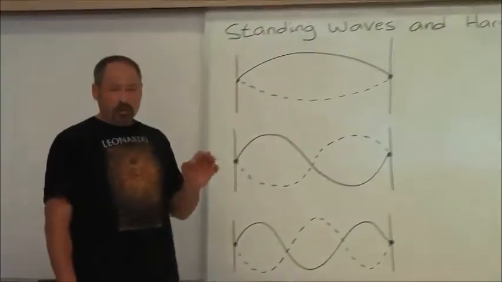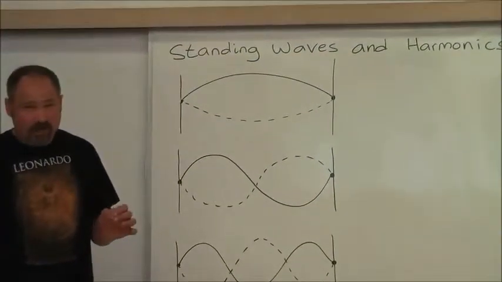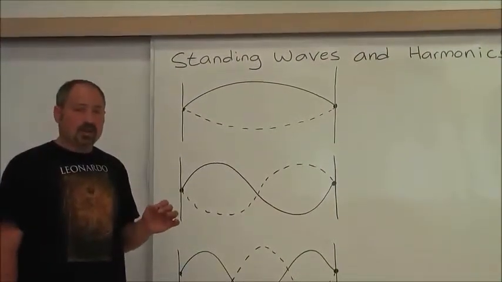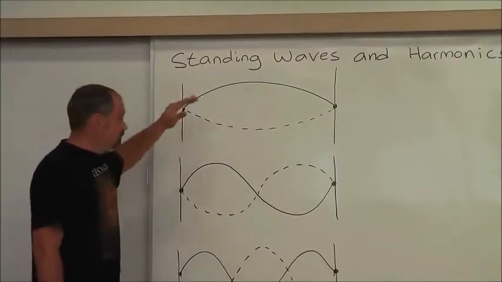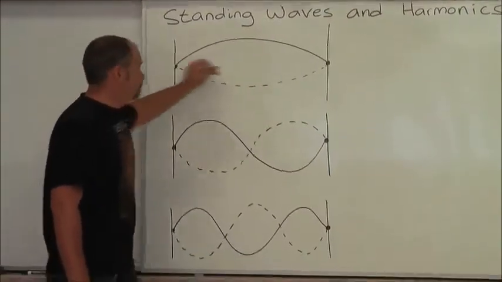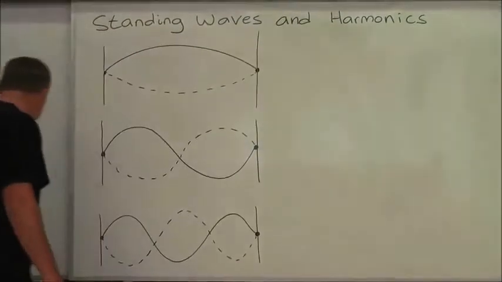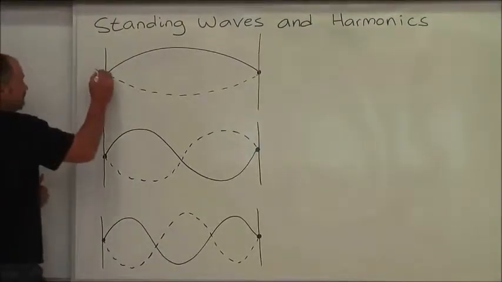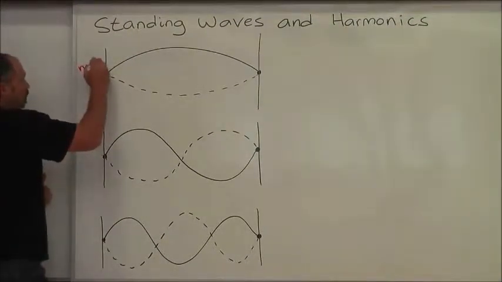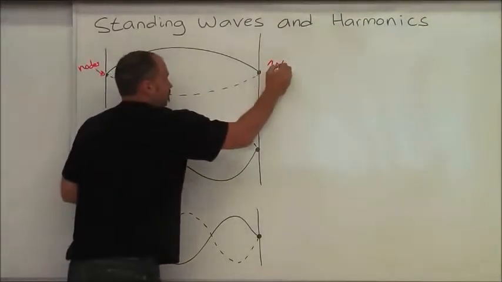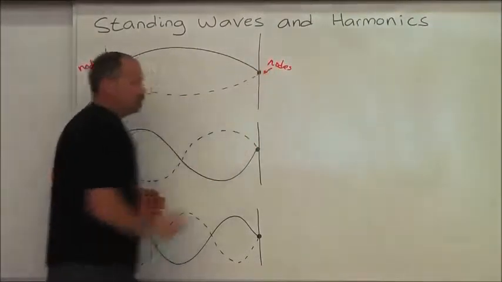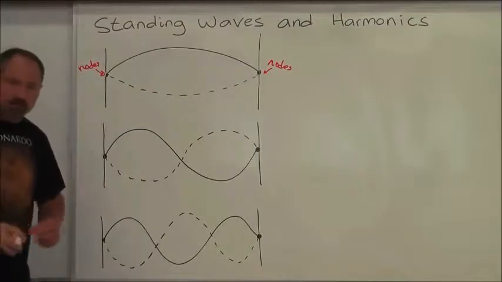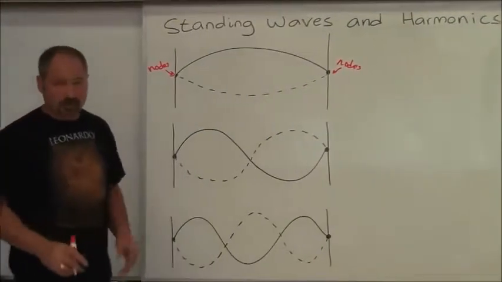Let's derive the formula for the frequency of standing waves with this situation. It's a string that's attached at both ends. Since it's attached at both ends, these are both nodes. A node is a placement of no movement. You have complete destructive interference.